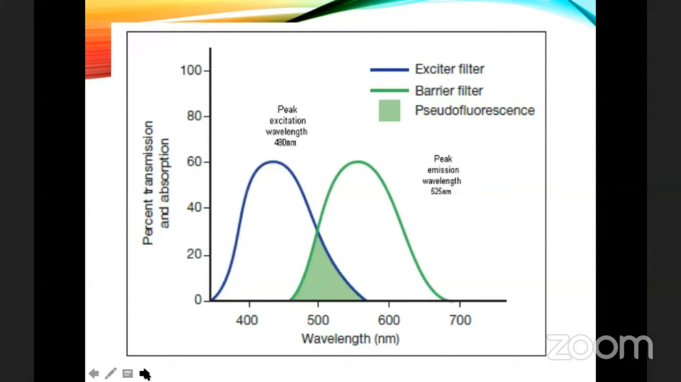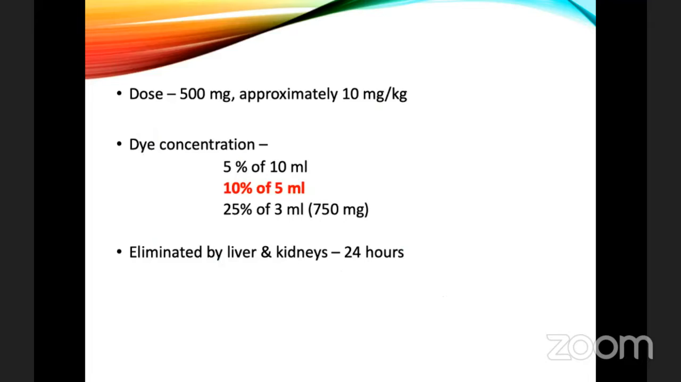We have to be aware of the exciter filter, which filters out all other light except the blue light, and the barrier filter, which filters out the rest of the light except the light in the yellow-green wavelength. We should be aware of pseudofluorescence, which occurs when there is a mismatch between the exciter and the barrier filter.